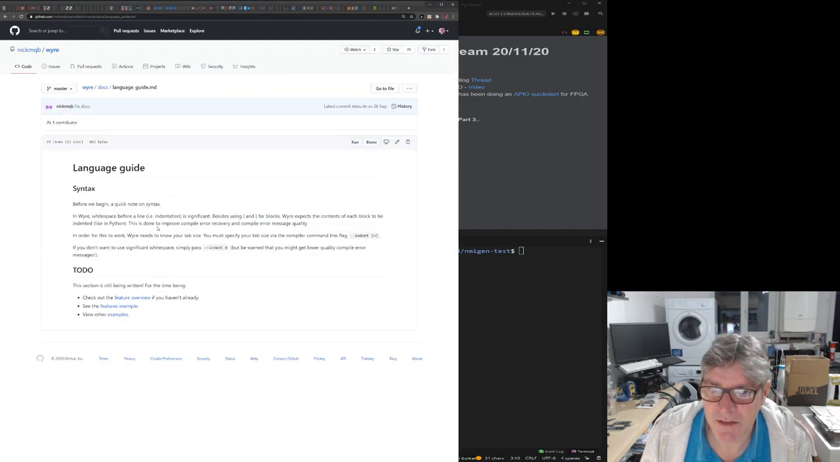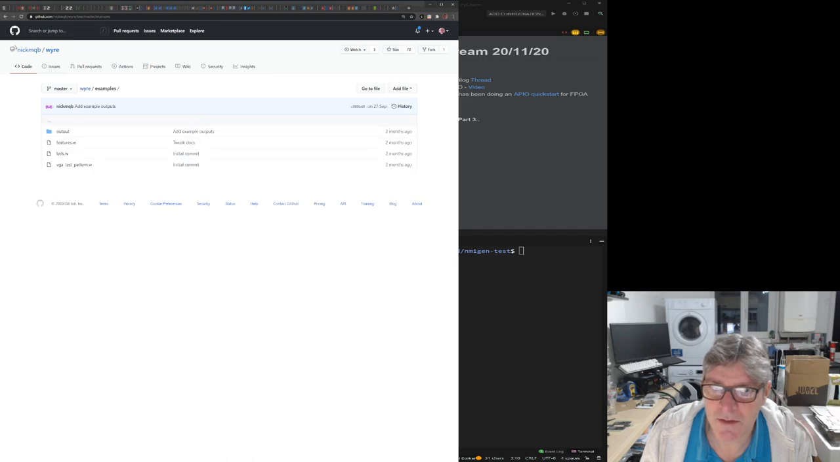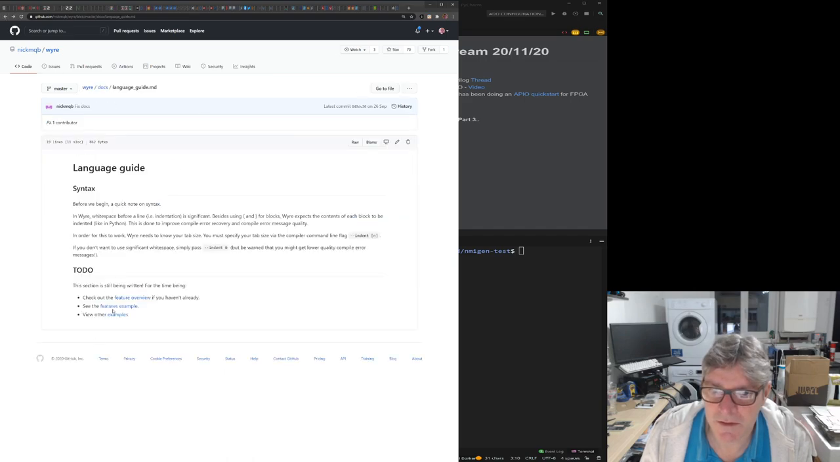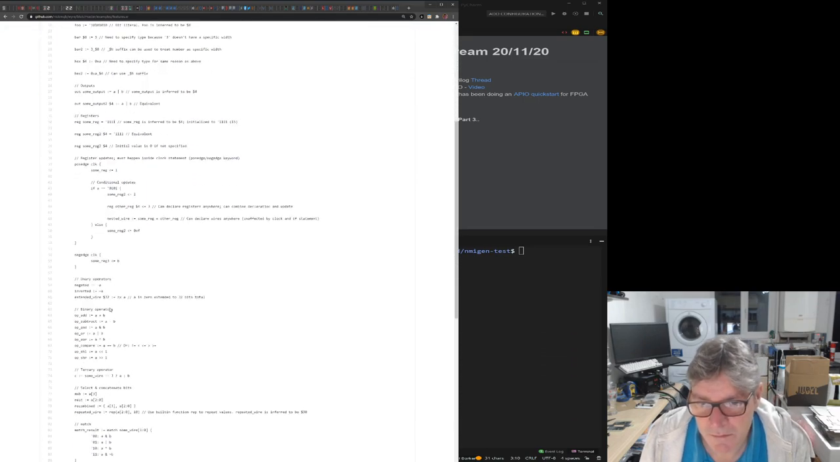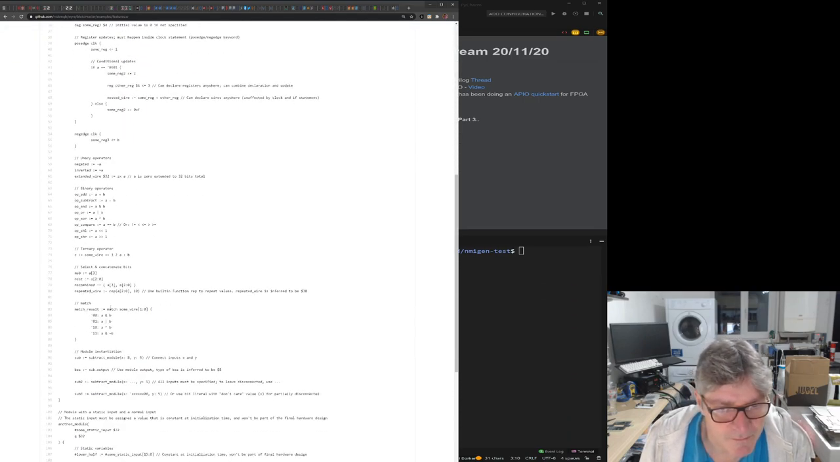What does the language guide look like? Which is example. No, features example. Wow, this is a lot. That's going to be too small.